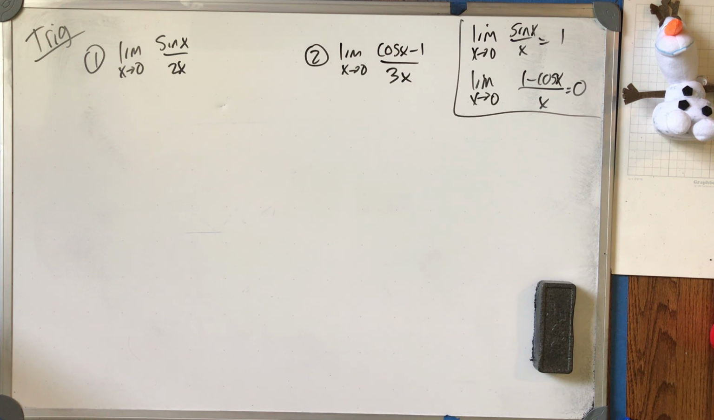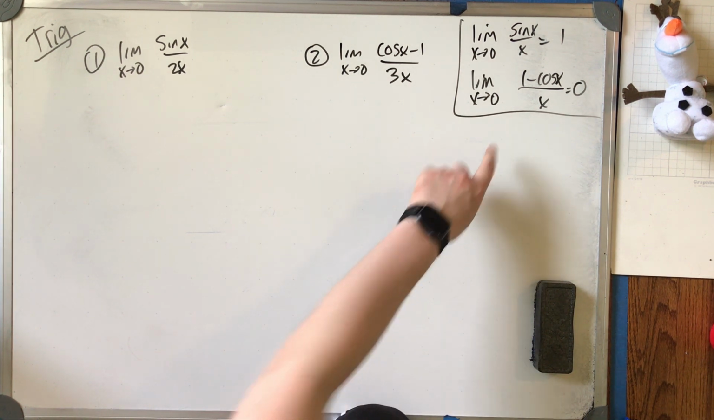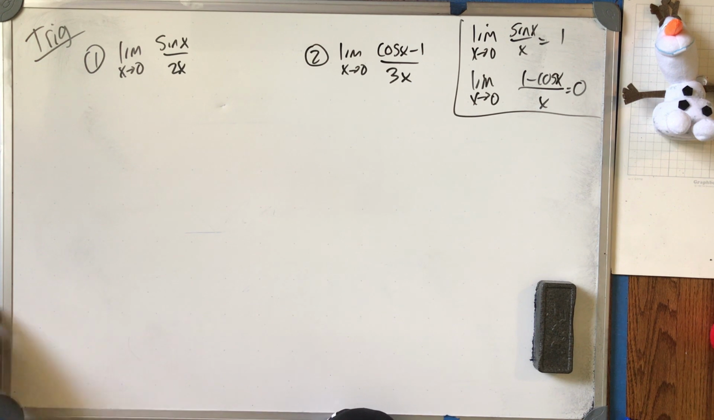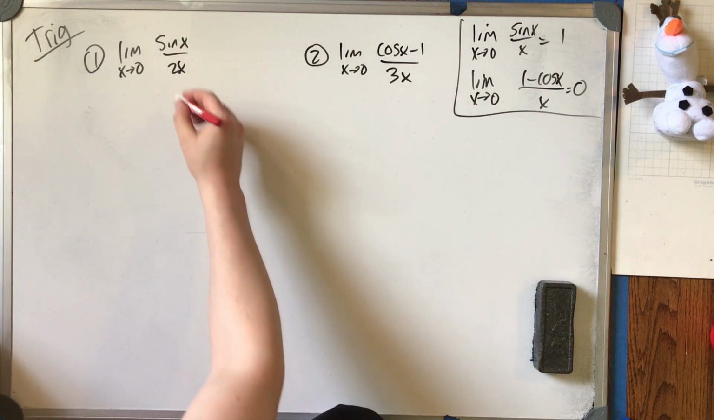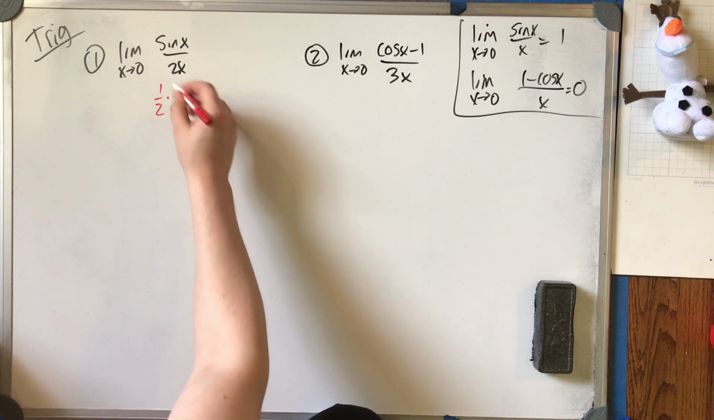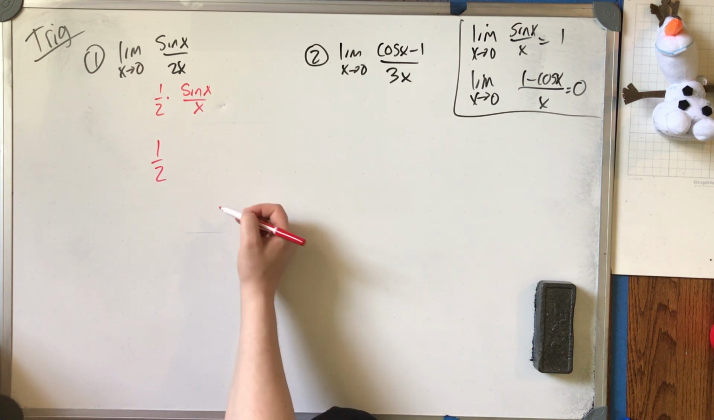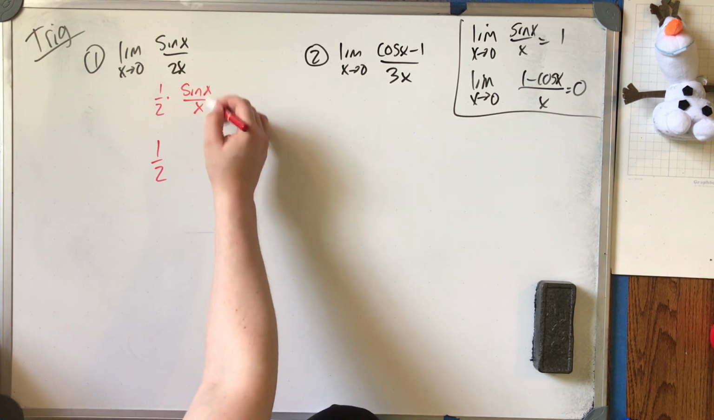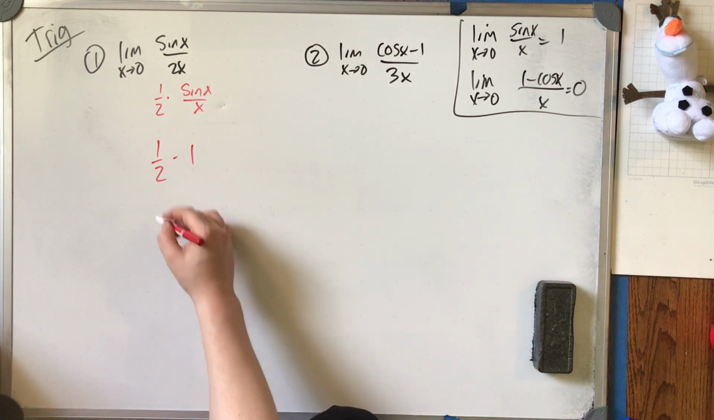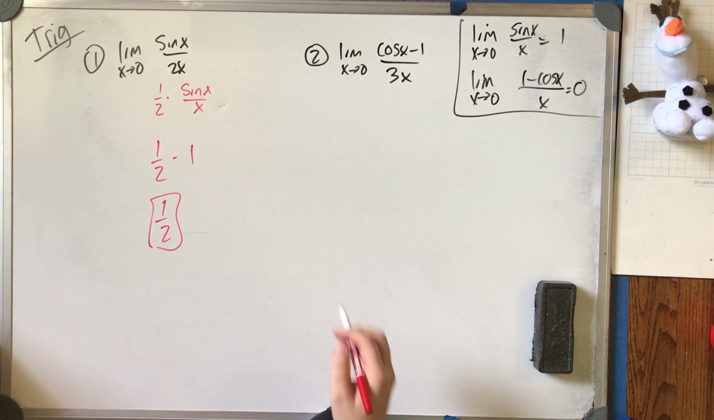All right, numbering is all over the place in this practice section, so I'm magically back to number 1 in the trig section here. So I just wrote down the ones that we need to memorize just so that we can be paying attention to them. What I'm going to do here is basically separate this out into 1/2 times sine x over x. The limit of a constant is that constant. Limit as x approaches 0, sine x over x is 1. So this is going to just be 1/2.